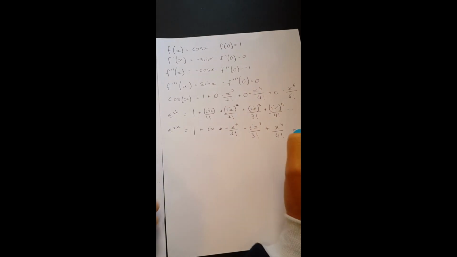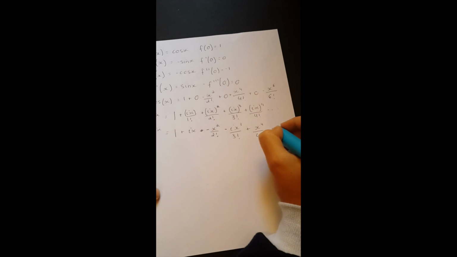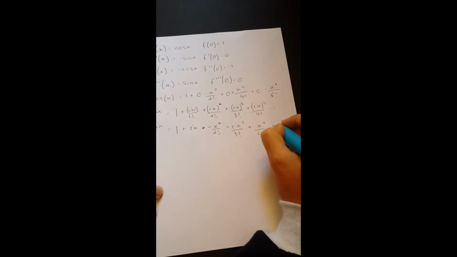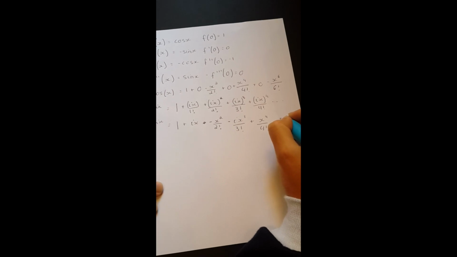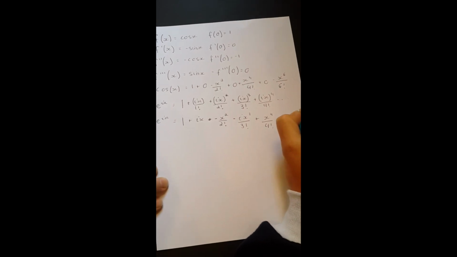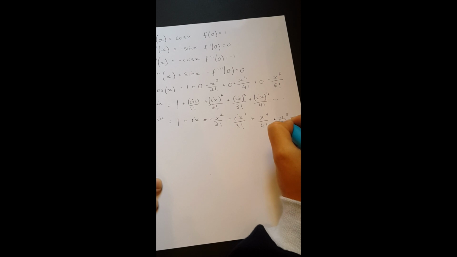We can actually do one more here, just to make it a bit simple later on. So here we can write plus ix to the 5 over 5 factorial.